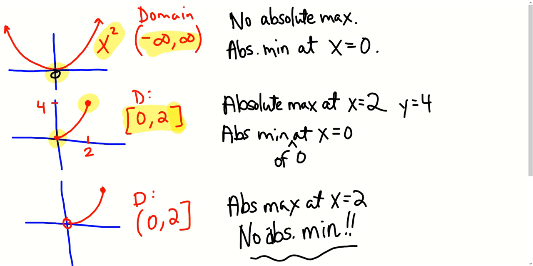And sometimes you have one of these wacky domains that includes 2 on the right, but does not include 0 on the left. So you have an open parenthesis there. And when you have that, then you have no absolute minimum. There is no minimum here where you have an empty hole.